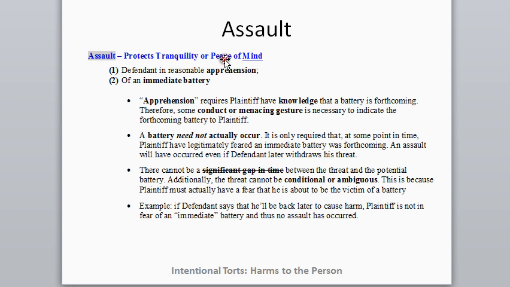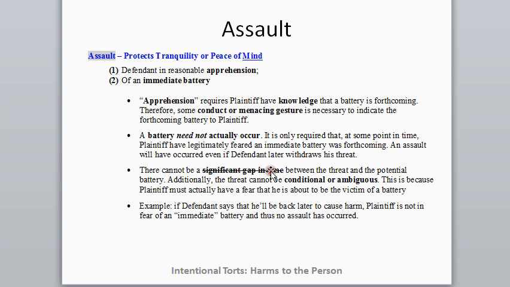The idea is I had peace of mind and it was violated by this guy. So you're entitled to tranquility or peace of mind at all times. If anybody messes with that, they might be liable for assault.